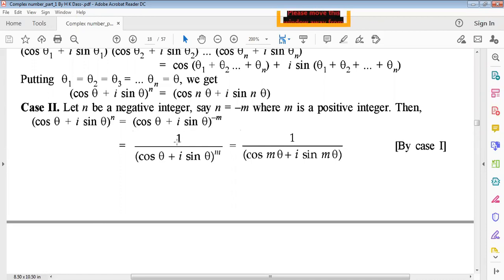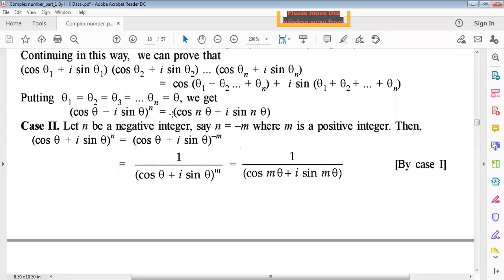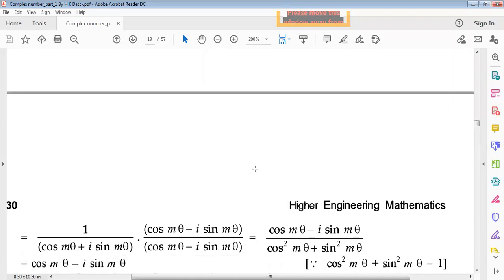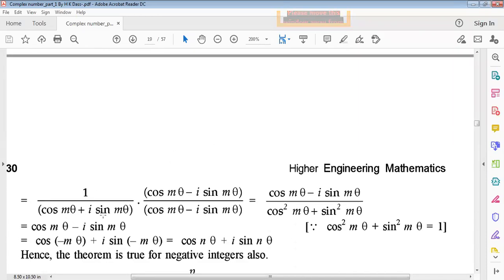Now this can be written as 1 divided by (cos theta + i sin theta) whole to the power m. But by case 1, (cos theta + i sin theta) to the power m can be written as cos m theta + i sin m theta, just using case 1. Now 1 divided by (cos m theta + i sin m theta).